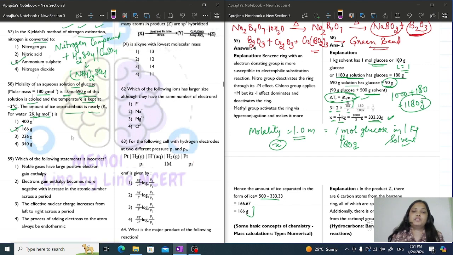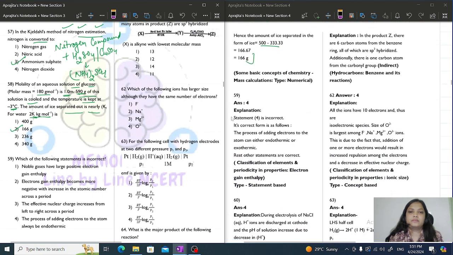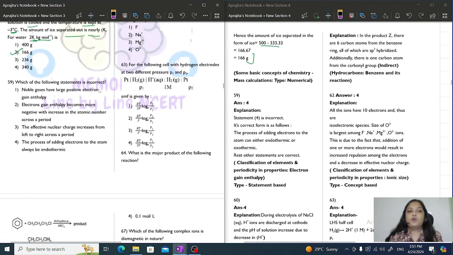Now next question. Question number 59. Which of the following statements is correct? The statements are regarding electron gain enthalpy. First of all, we know, students, that electron gain enthalpy is the energy released when a neutral isolated gaseous atom accepts an electron to form a negatively charged ion, that is the anion. So we know that the energy released is negative, of course.